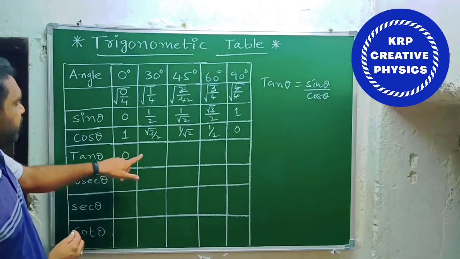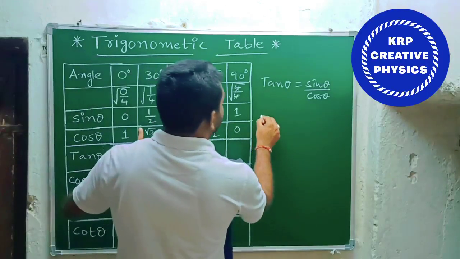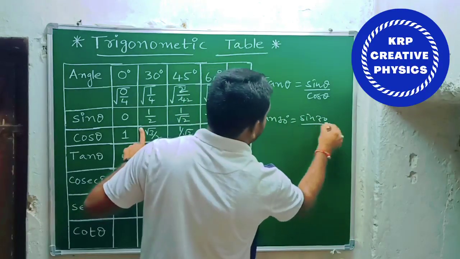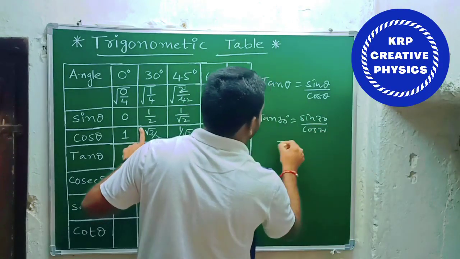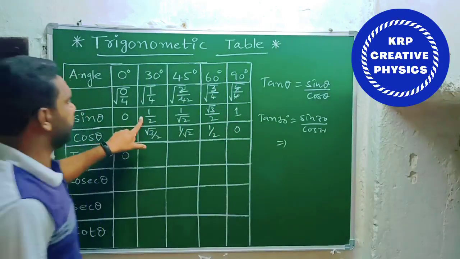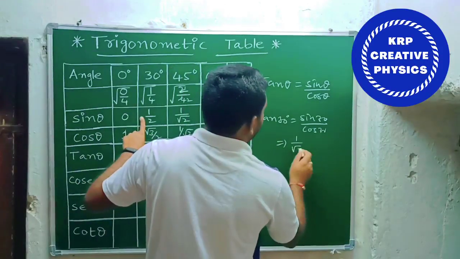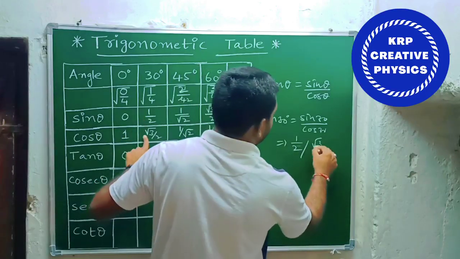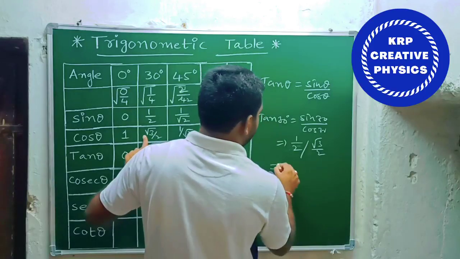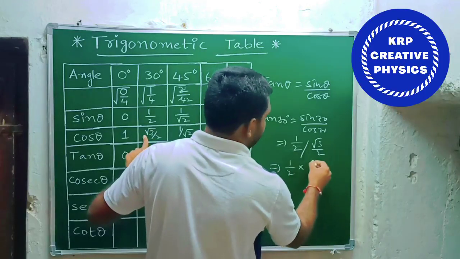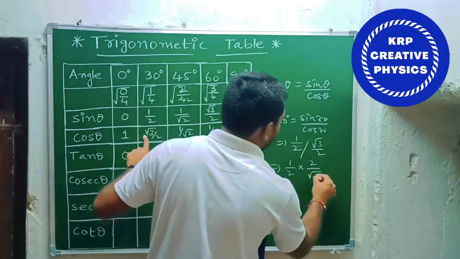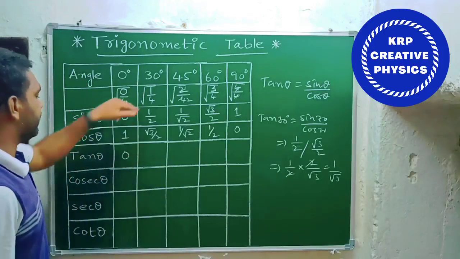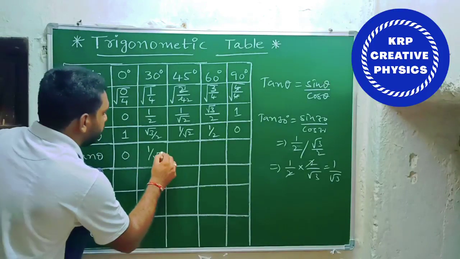So next, if we consider tan 30. Tan 30 equal to what here? Tan 30 equal to sine 30 by cos 30. Isn't it? So what about sine 30 value here? 1 by 2. So 1 by 2 by root 3 by 2. Okay. So we need to simplify this one. 1 by 2, rearrange this particular value here: 2 by root 3. 2 gets cancelled. So what we are going to get here? 1 by root 3. So tan 30 equal to 1 by root 3.